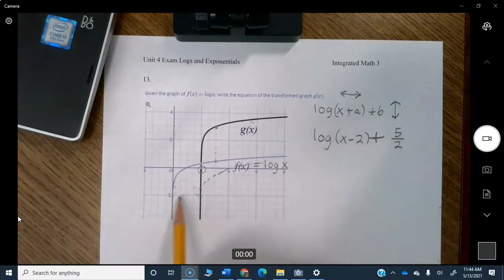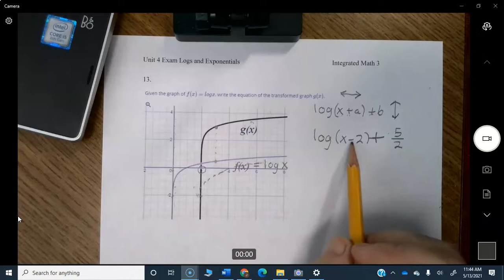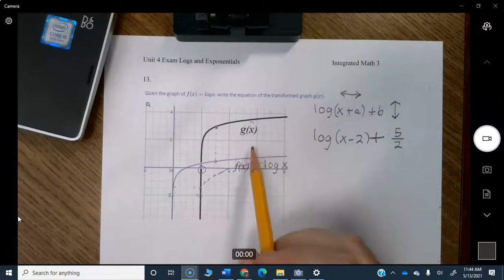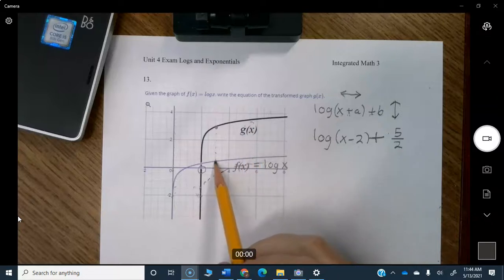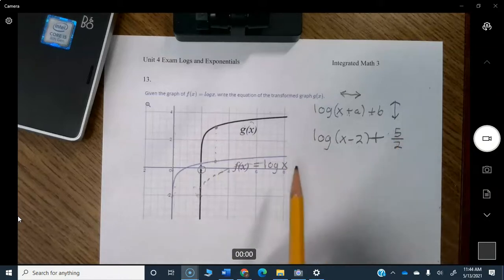Again, it shifts 2 to the right. That's the one that goes inside the parenthesis, and it's always the opposite sign of what it seems like it should be, so it's x minus 2. And then going up is the same sign as you would expect it to be. It's a positive. So you're going up, every 2 boxes was 1, 2, and a half. So it's up 2.5 or 5 halves.